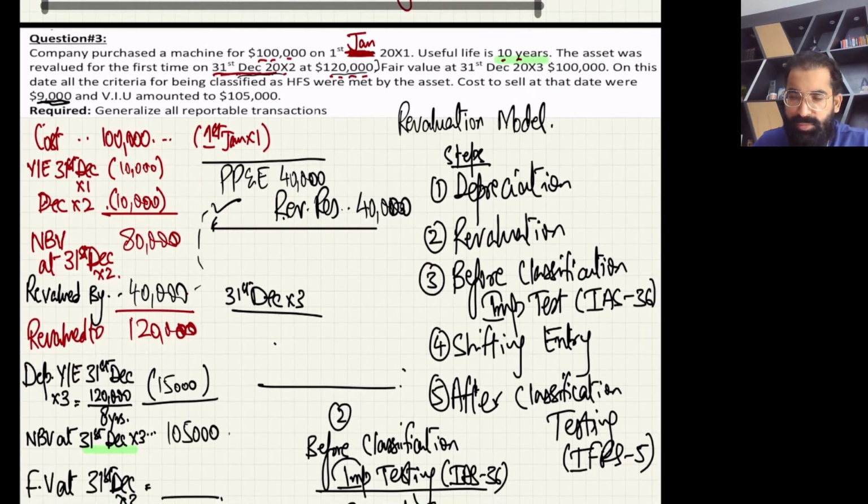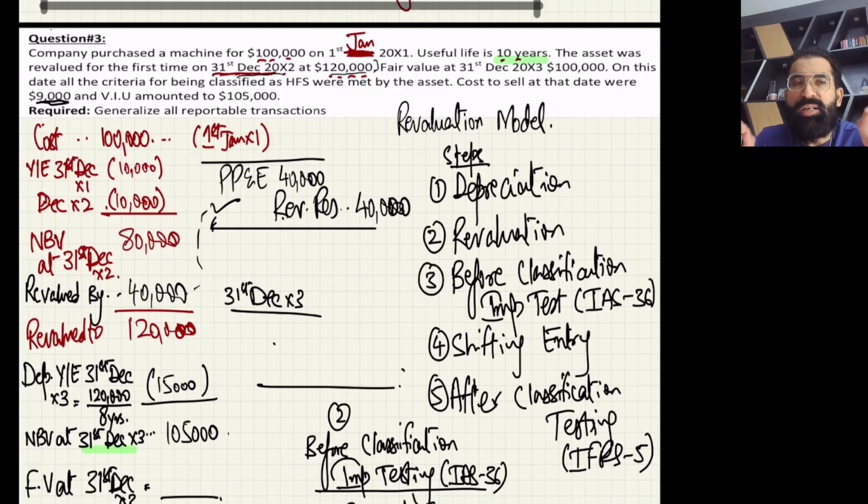Now the turning point of this question, listen to me. 31st December X3 is the date on which you are going to classify it as held for sale. So what are the steps if you are using the revaluation model? The first step is depreciation. Simply do the depreciation till the date of held for sale. We have already done depreciation till 31st December X3.